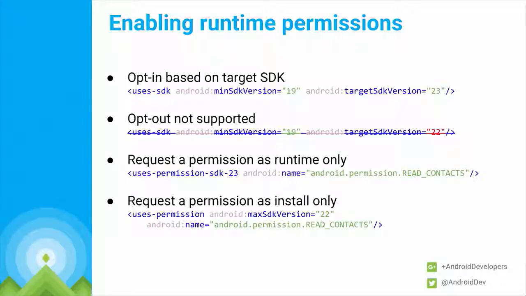So it's all great. How do you get on the boat? How do you get on the train? How do you opt into the new permission model? It's based on the target SDK. So what you need to do is change your target SDK to 23 and magically use the new API, and you're in the new permission model. It's important to note that there is no way out. Once you get in, you cannot go back to target SDK, say 22.